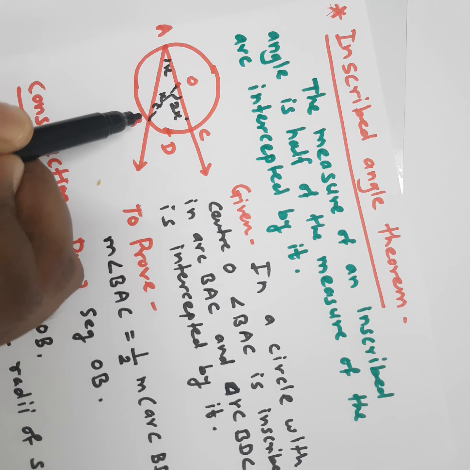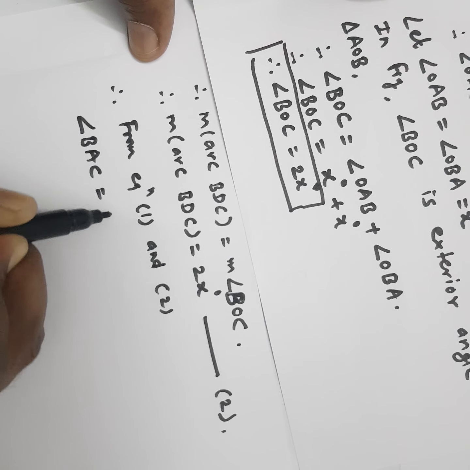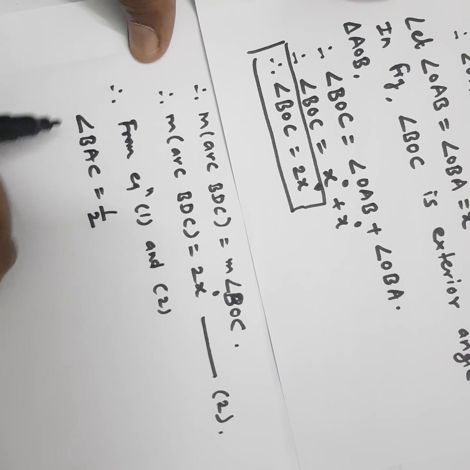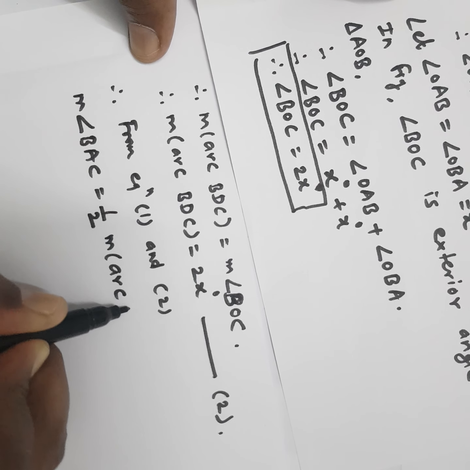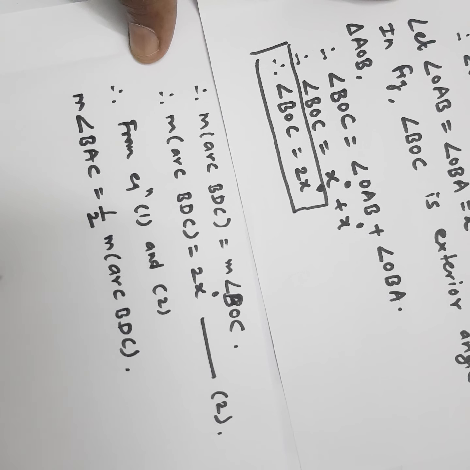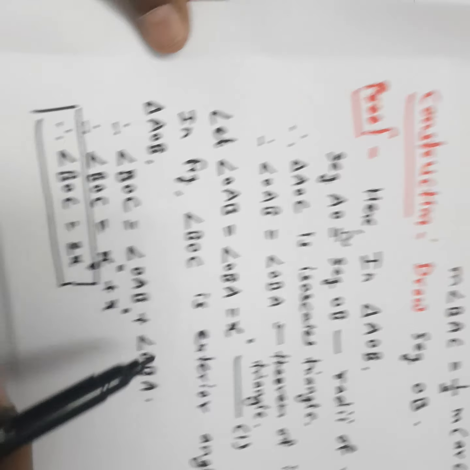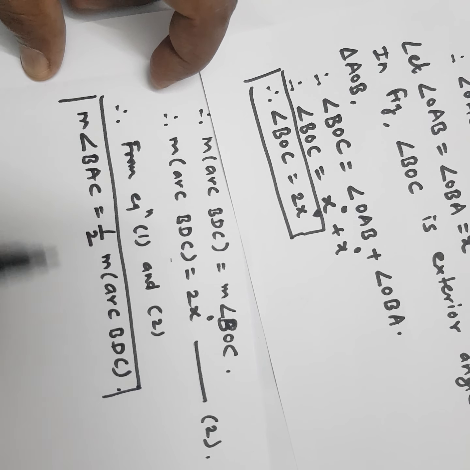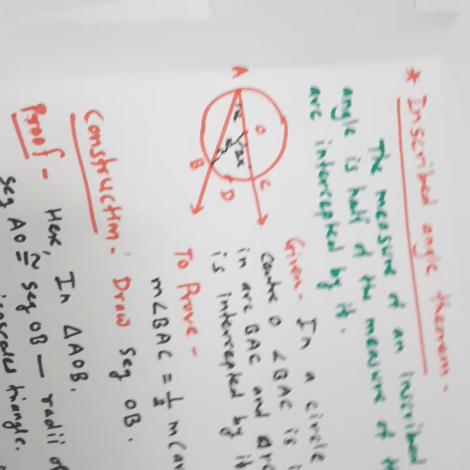Therefore, from 1 and 2 we can write measure of angle BAC is equal to 1/2 measure of arc BDC, because measure of arc BDC is 2x and measure of angle BAC is x. Therefore, from 1 and 2, measure of angle BAC is equal to 1/2 measure of arc BDC.